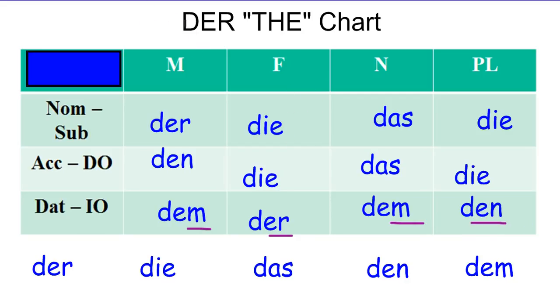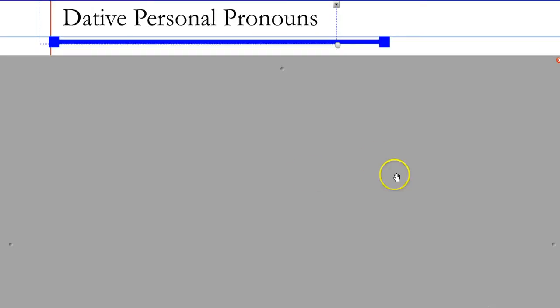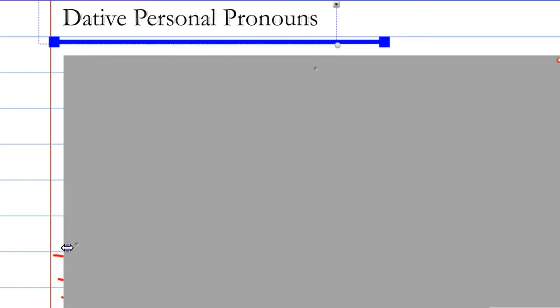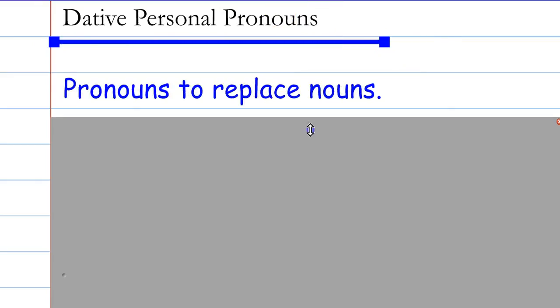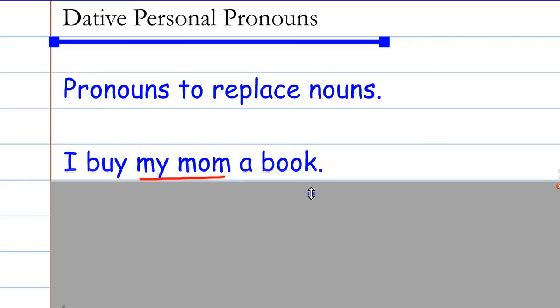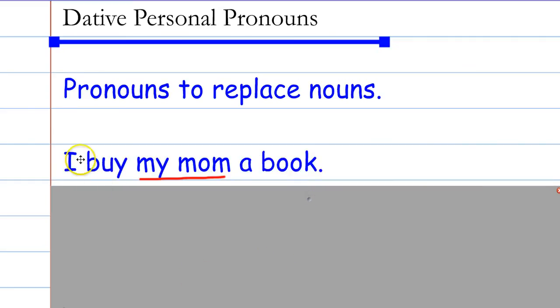So let's go ahead and dive into personal pronouns. We've looked at personal pronouns already in the nominative case, and we've seen them in the accusative, and now we're going to look at them in the dative. So things you need to note. By definition, a pronoun is replacing a noun. In English, if we have the sentence, I buy my mom a book, we can replace any noun with a pronoun. Now, if you look at this sentence, we already have a pronoun. Go ahead and write this down and circle the word that is already a pronoun.